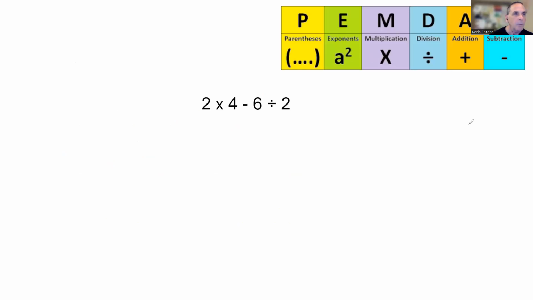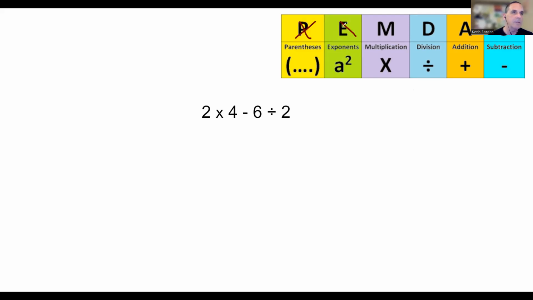So here we have 2 times 4 minus 6 divided by 2. We have 3 different operations: multiplication, subtraction, division. So let's try to apply our rules. We don't see any parentheses. We don't see any exponents. So we're looking for multiplication or division when going from left to right. Well, here we have multiplication. So let's do that. 2 times 4 is 8.